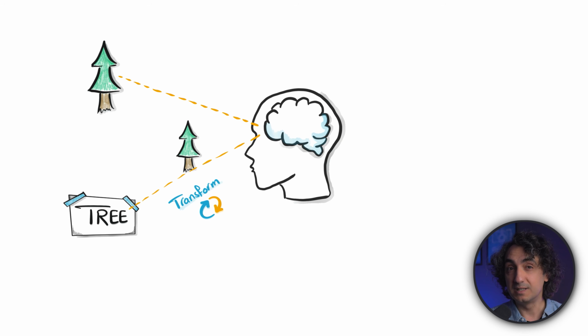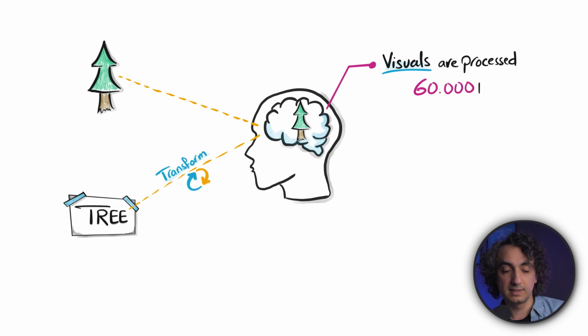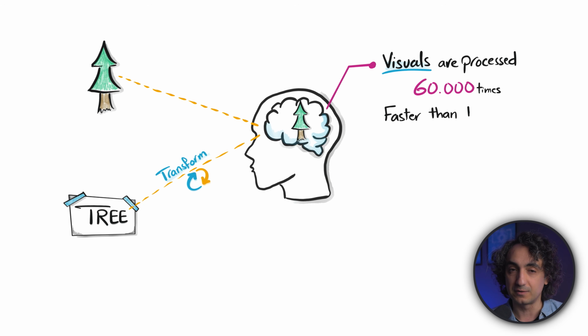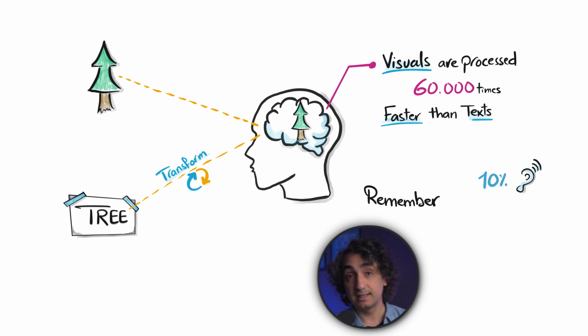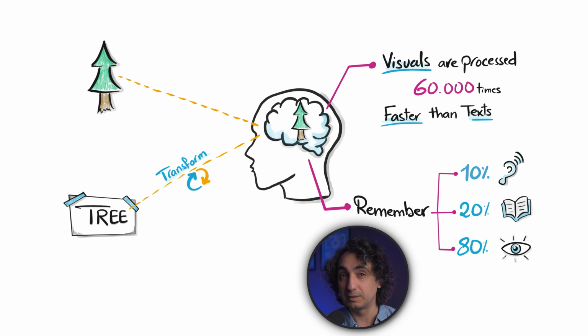So that means visuals skip these extra steps, which makes it easier for your brain. So visuals are processed way faster than reading a text or looking at numbers. And not only that, our brain remembers them longer. So we keep a small part of what we hear, a bit more of what we read, but most of what we see.